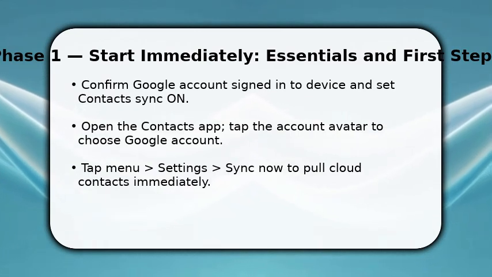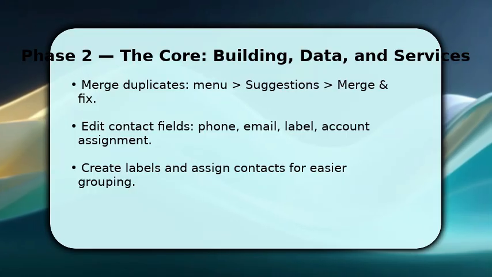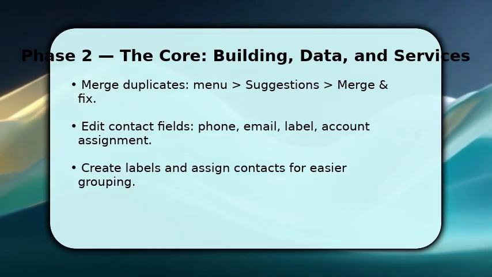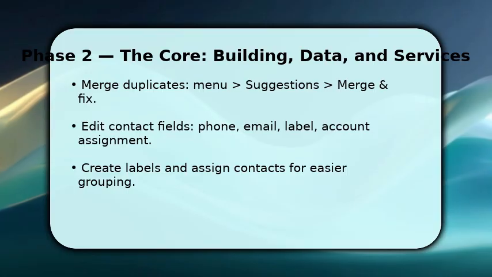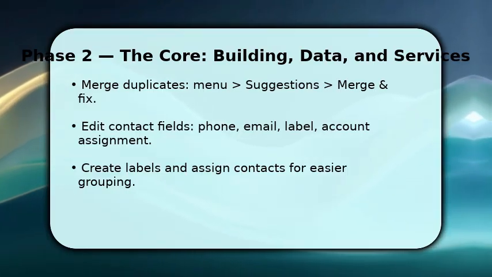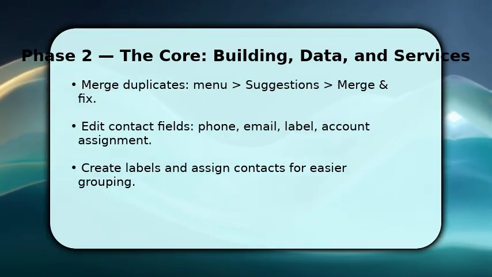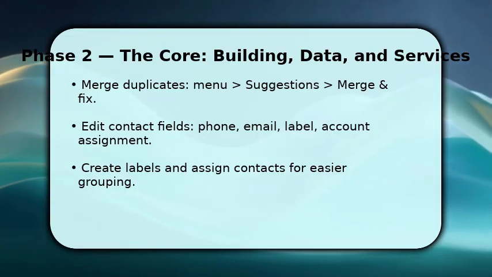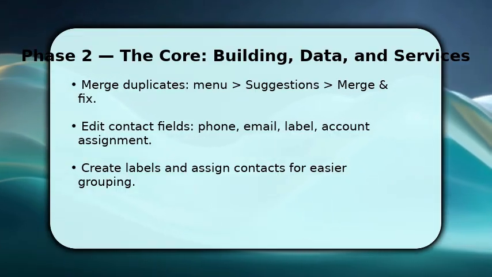Now you manage and clean the list. You should run suggestions to merge duplicates because duplicates in your Google account replicate across devices. When editing a contact, change phone numbers, emails, or the contacts account. Make sure edits save to your Google account, not device only.